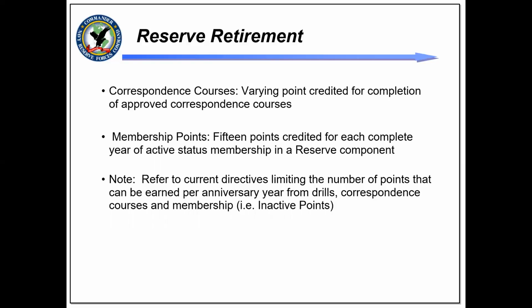Reserve retirement correspondence courses: varying points are credited for completion of approved correspondence courses. Membership points: 15 points credited for each complete year of active status membership in a reserve component. Note: refer to current directives limiting the number of points that can be earned per anniversary year from drills, correspondence courses, and membership.